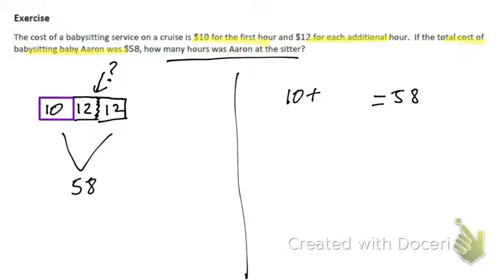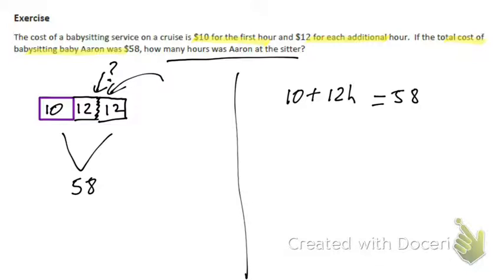So what's the variable in this problem? The variable is the number of hours. We don't know how many hours they're having them babysit for, but we know for each hour it's $12. So I could do this: they charge $10 for the first hour plus $12 for every hour after that. For example, if it's 3 hours, you do 12 times 3. If it's 4 hours, you do 12 times 4. So that's your equation.